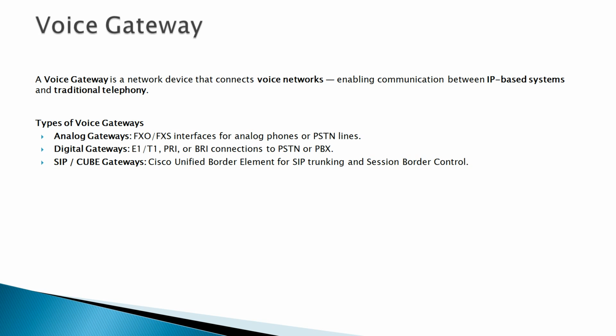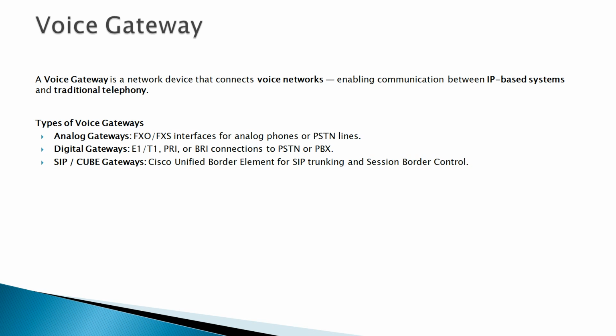And the other type of gateway is the digital gateway, where we need to terminate even T1 circuits, PRI or BRI connection, that is the PSTN circuits, right? And the other one is the SIP or CUBE gateway. CUBE is Cisco Unified Border Element for the SIP trunking and the session border controller.